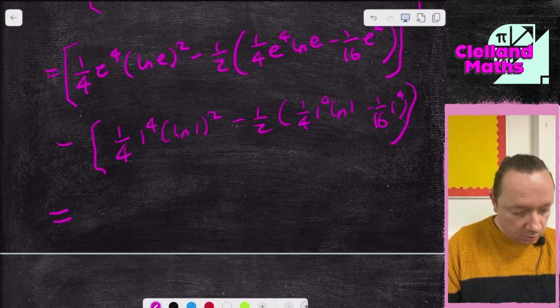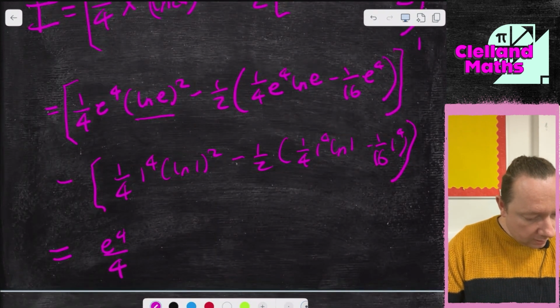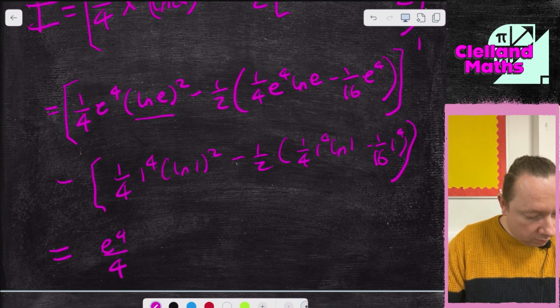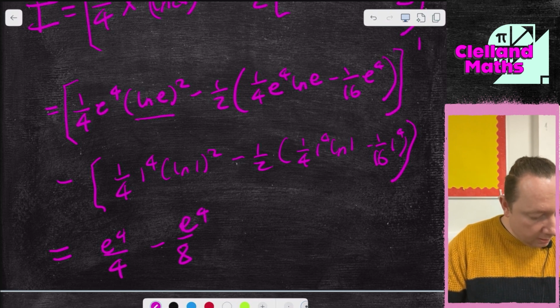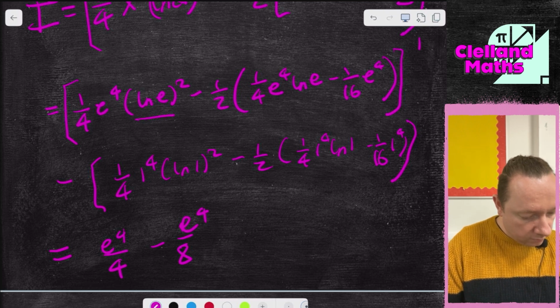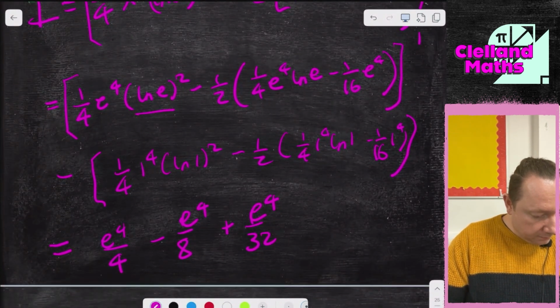ln e is just 1, so this term here is 1. So that's a quarter e to the 4, so e to the 4 over 4. Again, ln e is 1, so we've got a quarter e to the 4 times a half, which is an eighth e to the 4. And then we've got minus a 16th e to the 4 times a half, which is plus a 32nd of e to the 4. So there's our first bracket.